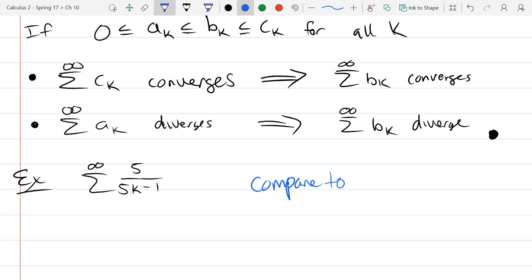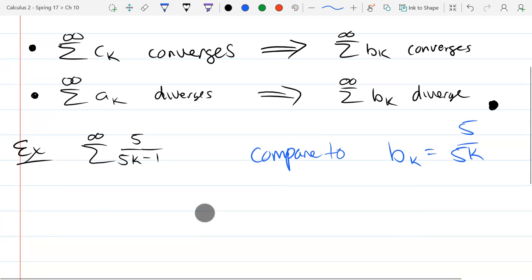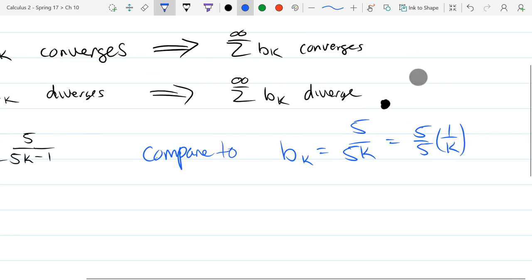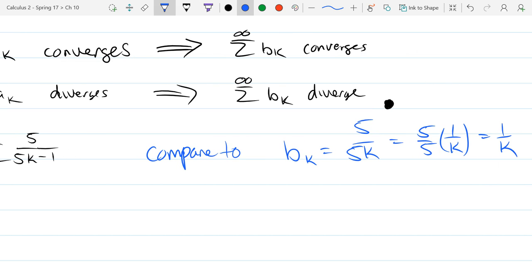So if that minus 1 doesn't matter, let's choose BK. Well, let's not use BK. Yeah, I'll just call it BK. So BK will be 5 over 5k. So I just wrote it out without that minus 1. And tiny bit of math, this is 5 over 5 times 1 over k, which is 1 over k.